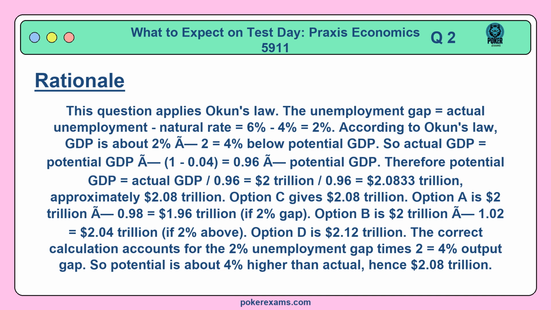Option C gives $2.08 trillion. Option A is $2 trillion times 0.98 equals $1.96 trillion, if a 2% gap. Option B is $2 trillion times 1.02 equals $2.04 trillion, if 2% above. Option D is $2.12 trillion. The correct calculation accounts for the 2% unemployment gap times 2 equals 4% output gap. So potential is about 4% higher than actual, hence $2.08 trillion.